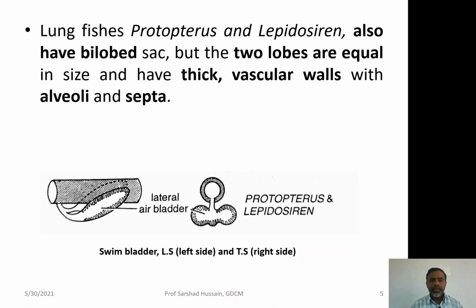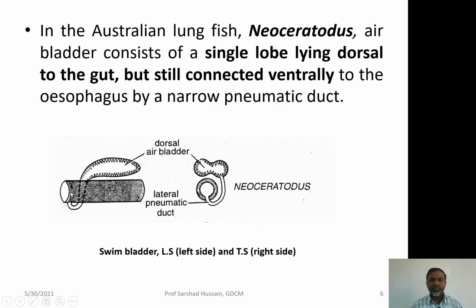Then in case of Protopterus, you can see it has two again bilobed air bladders, but both the lobes are equal in size. Moreover, they are very thick and highly vascularized, and they open again on the ventral side as well.